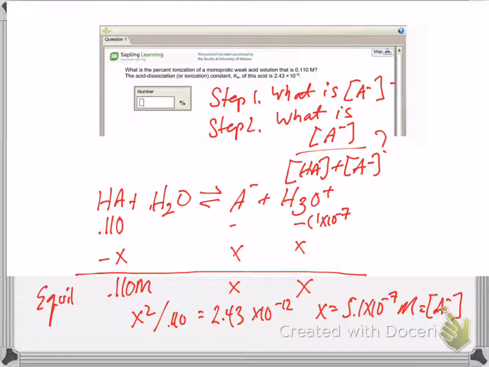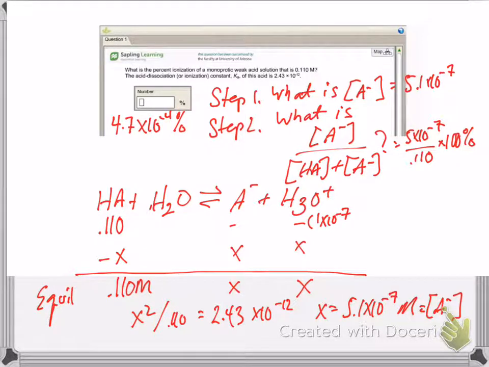5 times 10 to the minus 7 is the concentration of the A minus, which is the ionized form of the acid. So this is the concentration of the ionized form. So to find out what the percent ionization is, we ask what fraction is that amount versus the initial amount of 0.11? We do that, and we see that it was 4.7 times 10 to the minus 4 percent ionized.